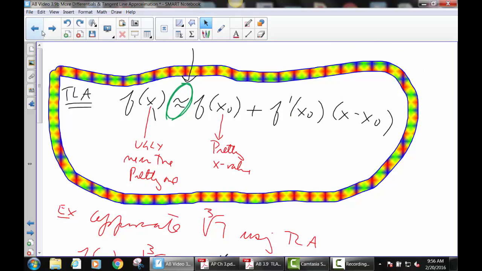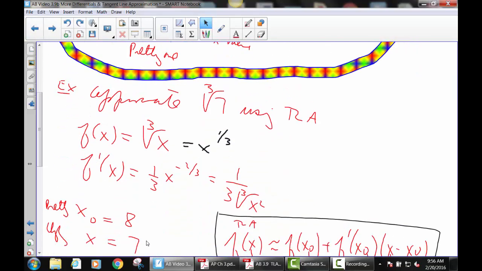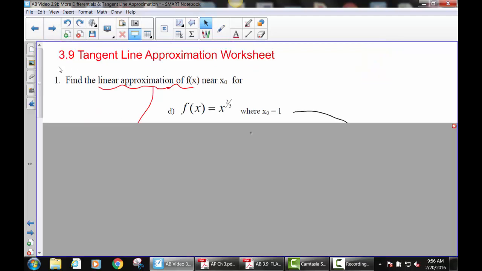And by the way, in our particular case, 7 wasn't all that close to 8. And therefore, had it been, instead of 7, had it been 7.98, we would have had a much better approximation.